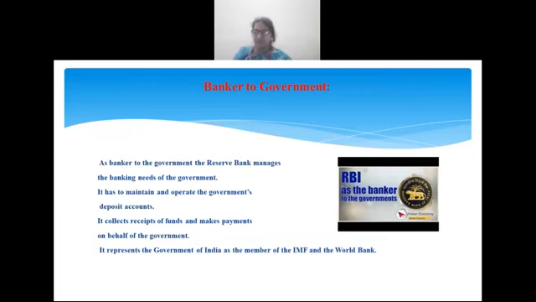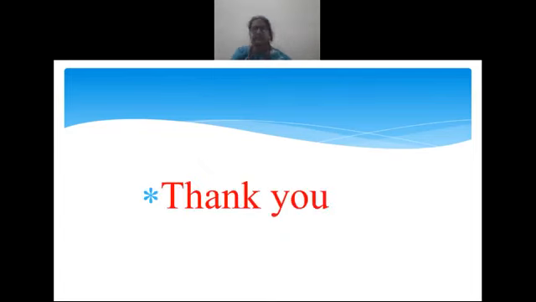RBI is there only in metropolitan cities. Wherever it is not there, State Bank of India executes the RBI's functions in those areas. So with this, we end this unit.